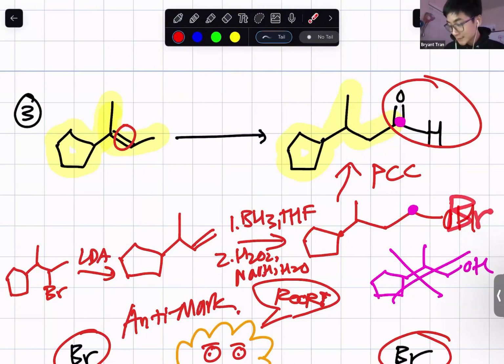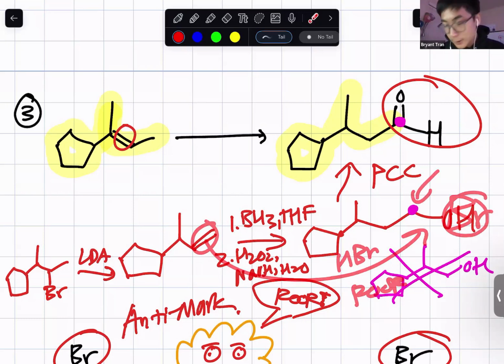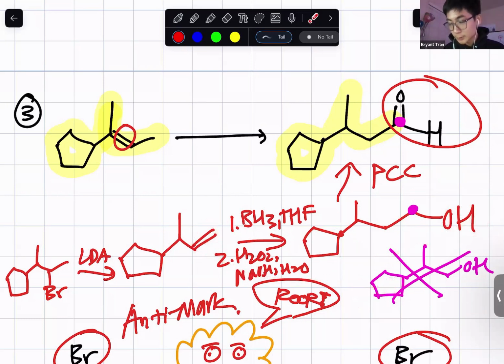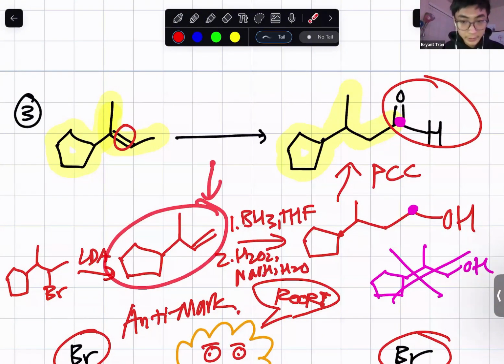HBr and ROR. Yes, this alkene, to create that bromine at the less substituted position, is going to be HBr and ROR, which is going to create the bromine at the anti-Markovnikov side. It wouldn't be a small strong base, because a small strong base would do E2 Zaitsev. And in E2 reactions, we need a good leaving group. There's no good leaving group here. So we can't do E2 reactions at all here.